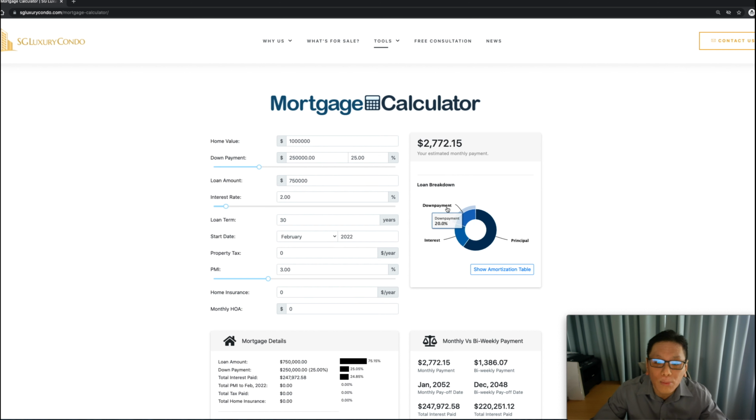where it will be broken down to the down payment, interest, and the principal. Alright, so this calculator is very powerful, as said in my previous video, because if you want to adjust this amount, it is possible.